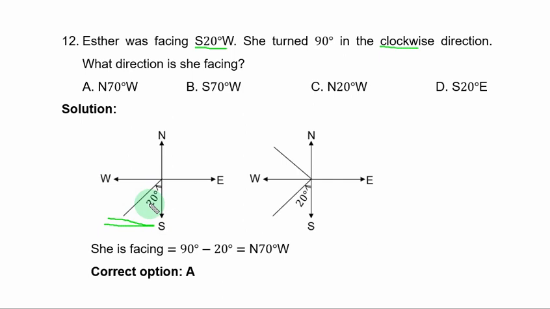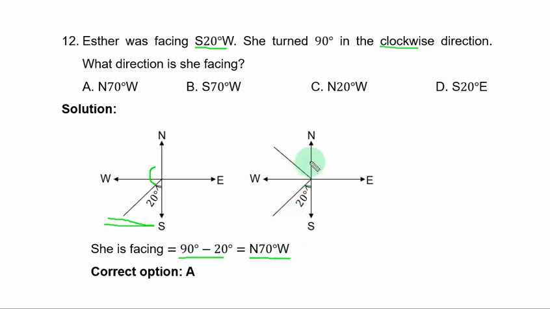Now she turned clockwise. Clockwise is from where she is now towards this side, still facing the same direction. That is from left to right. That is clockwise. So if she turned 90 degrees, she will be in the northwest direction. But by how many degrees in terms of angle? That is 90 degrees minus 20 degrees, and you have north 70 degrees west.